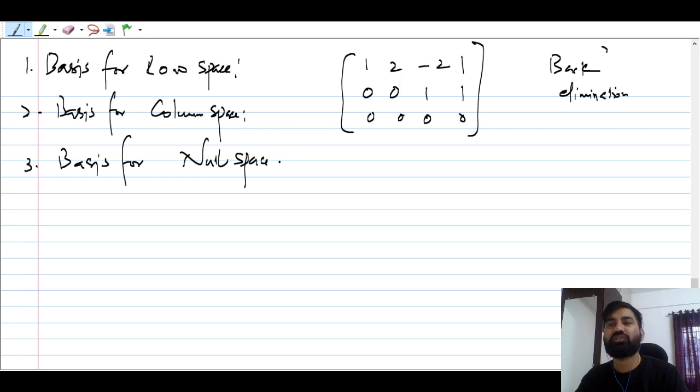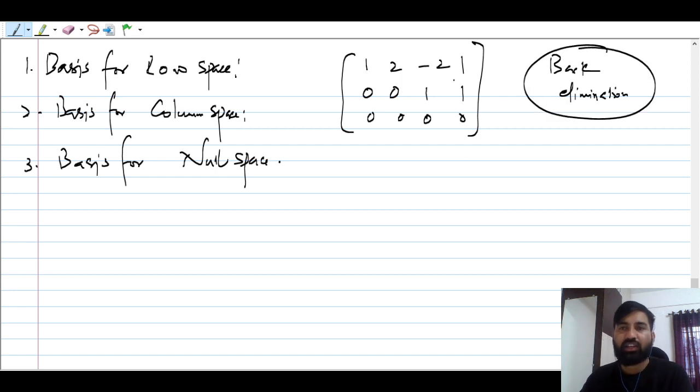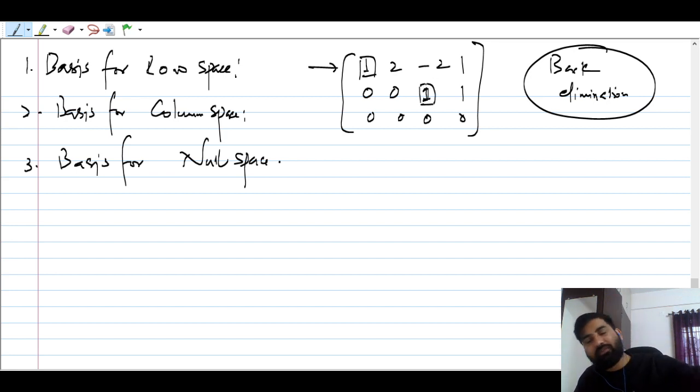See, your solution is not going to change, right? So what is the meaning of back elimination? You can take this as a pivot one and make this also a zero, right? So why are we doing so? Because this vector belongs to the column space, and this is also a pivot. What I want is that above the pivot and below the pivot, everything is zero if this is unity, right? So back elimination means what?